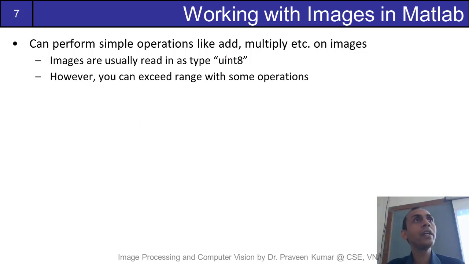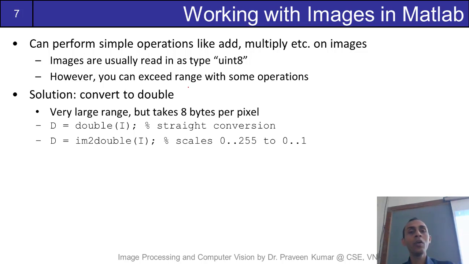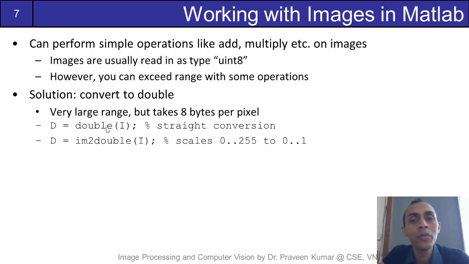Also, once you read an image as a matrix, you can do some simple operations like addition, subtraction, multiply. But you just have to be a little bit careful, because sometimes when you do operations like add or multiply, the result may exceed the range. So your upper range is, let us say, 255, and if you add two images, it may go beyond the higher range. So you have to either deal with that specifically, or the solution is that before doing any arithmetic operation, you convert the data type explicitly. You can convert using simple typecasting, or there is the function im2double, which also scales it appropriately. If you just use double, it just takes those values straight away as floating point values. If you do im2double, it will do the scaling also.